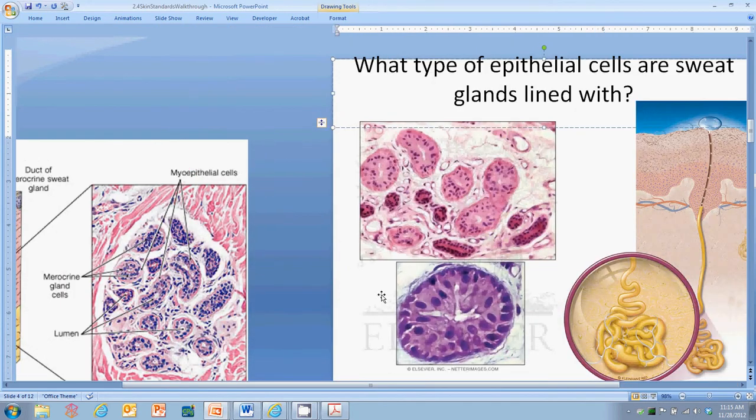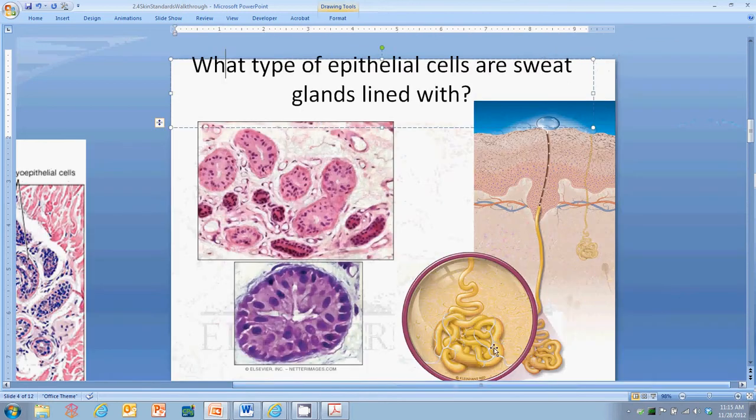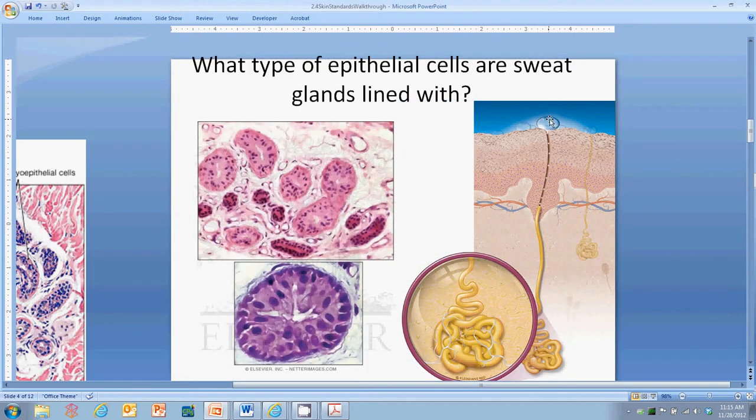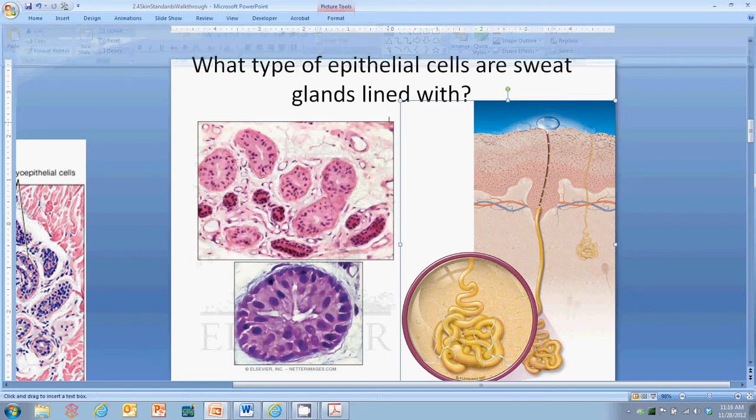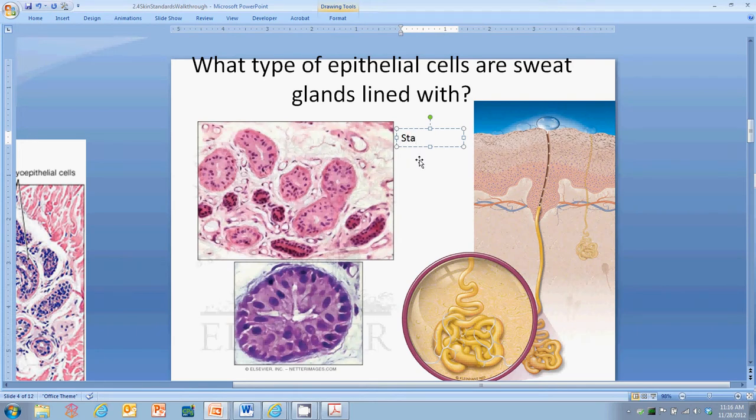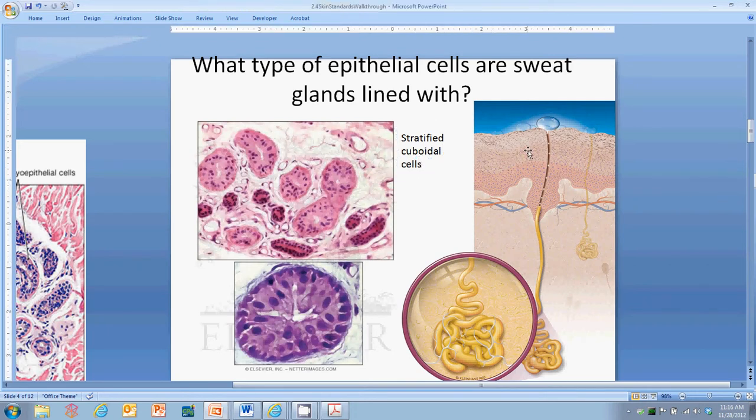What type of epithelial cells are sweat glands lined with? Sweat glands, in this awesome picture right here, we're going through the epidermis and down into the dermis, and low in the dermis we have the sweat glands. Sweat glands are going to be lined with stratified cuboidal cells again. They're going to be cuboidal cells, and there's going to be layers of them.